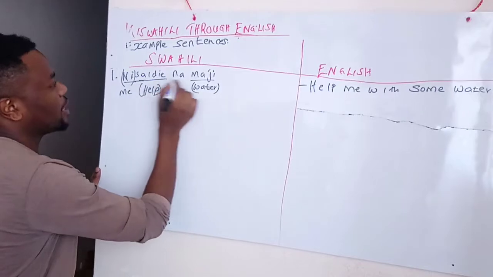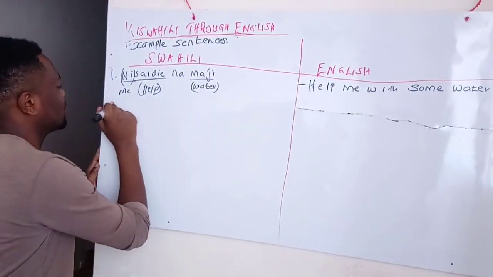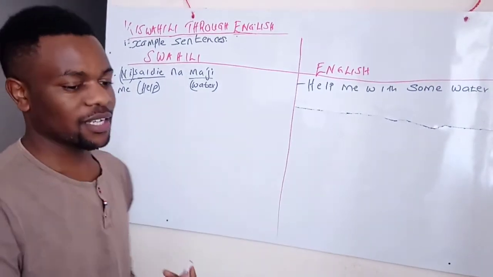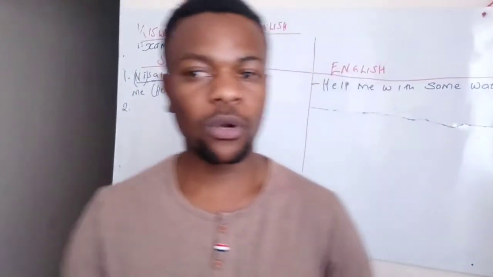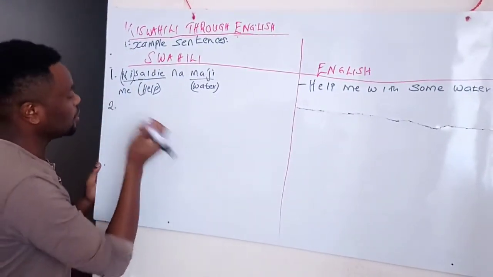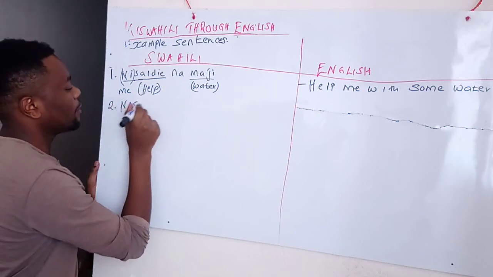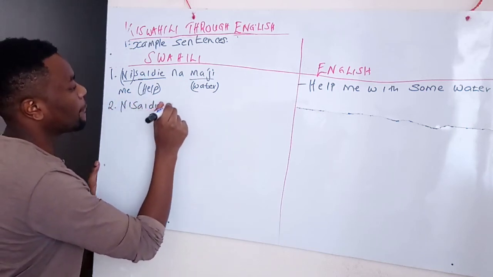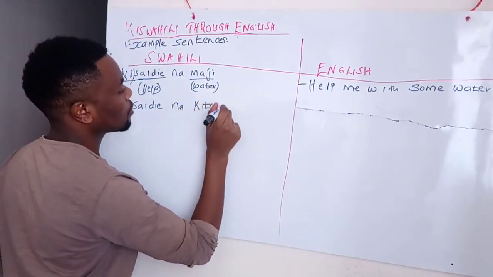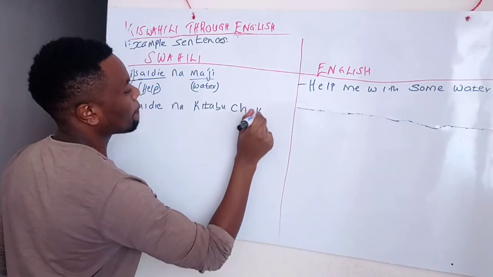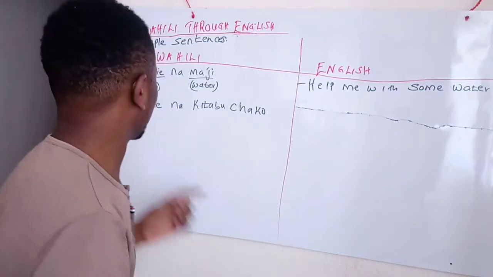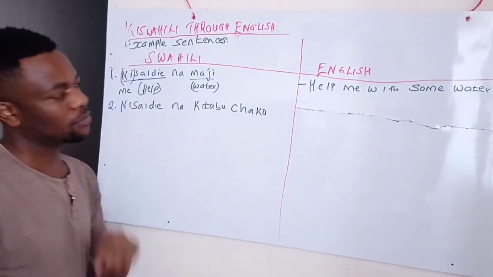In this case, you can vary this sentence. If you don't want to borrow water, maybe you want to borrow something else. Let's say you want to borrow a book from someone. You'll say, nisaidie na kitabu chako. Nisaidie na kitabu chako.